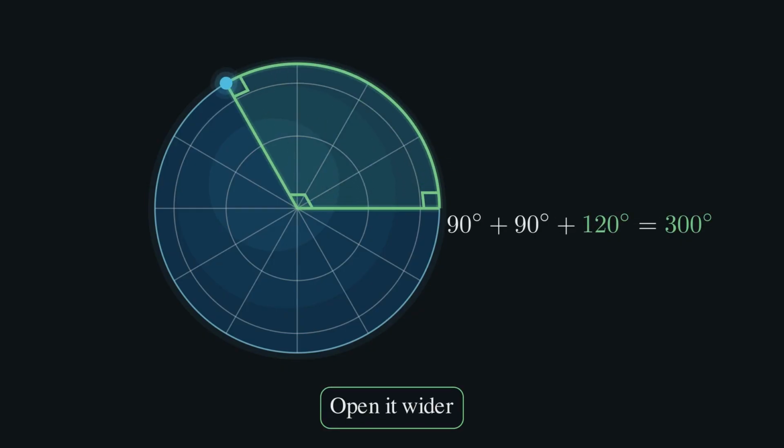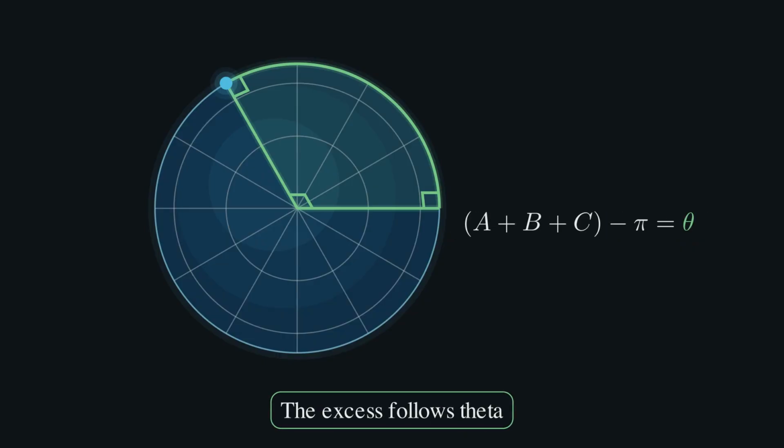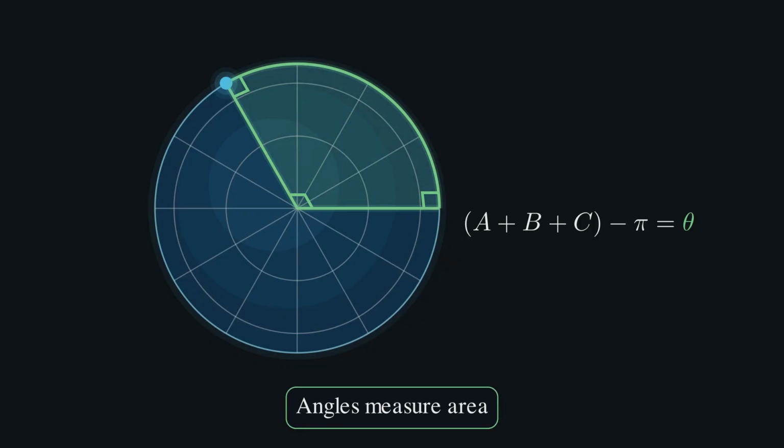Now open the meridians to 120 degrees. The total grows to 300, and the enclosed surface patch grows with it. For this family, the total is 180 degrees plus theta. The amount above flat is exactly the visible pole angle. Watch the colored patch and the excess meter together. When one doubles, the other doubles across this entire controlled family.